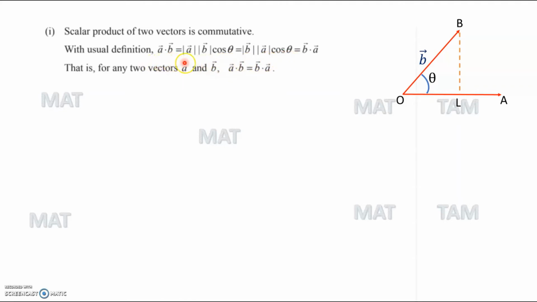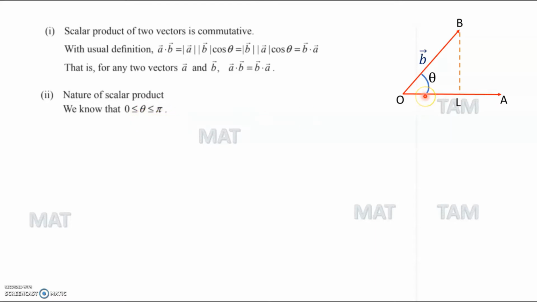A dot product with B is nothing but magnitude of A, magnitude of B into cos theta. Reversing magnitude of B and A, we can rewrite it as magnitude of B into magnitude of A into cos theta, which is the same as B dot product of A. That is, for any two vectors A and B, A dot product with B is equal to B dot product with A.